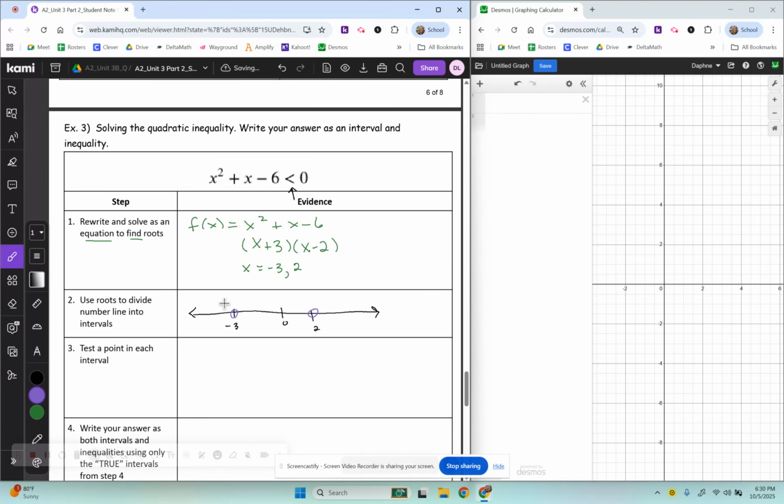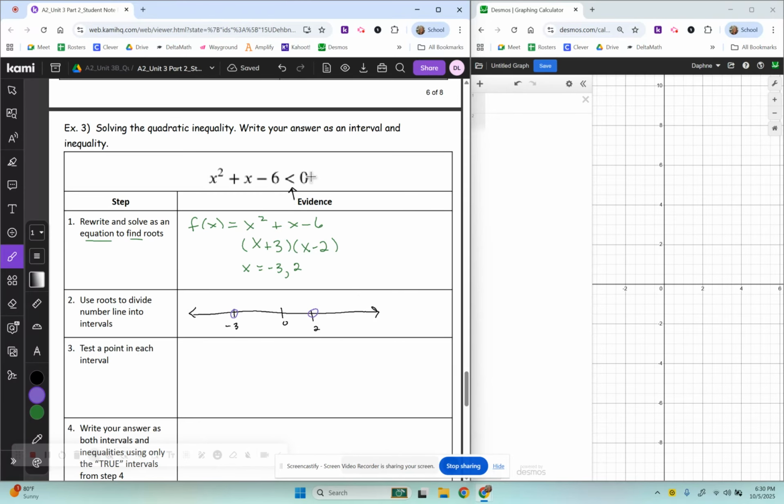And now you should be able to see I have 3 sections, and I'm looking at the 3 sections in between my roots. So I have one here from -infinity to -3. I have another one from -3 to +2, and then I have my third one over here to the right of 2. Okay, now we're going to test a point in each interval.